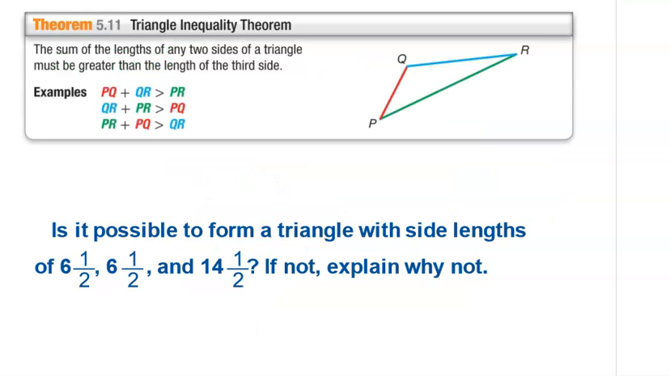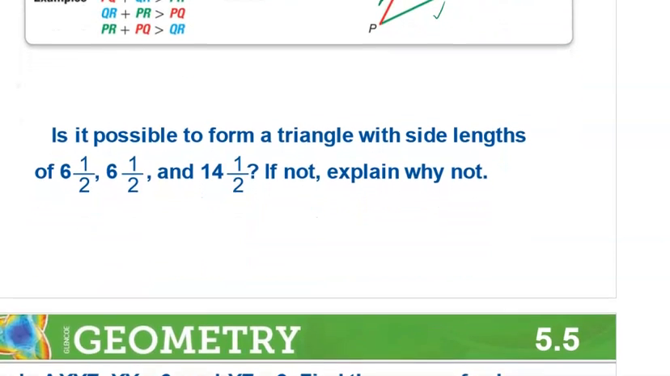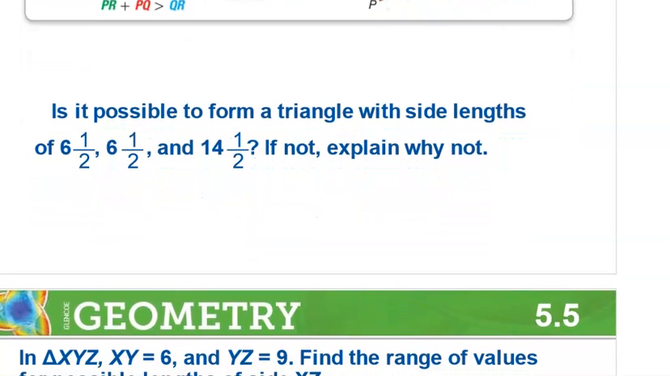The last theorem of this lesson is the triangle inequality theorem. The sum of any two sides in a triangle has to be bigger than the other. So this side plus that side has to be bigger than this side. Same thing for any other two sides. So we're going to check to see if we can form a triangle with sides of these lengths.